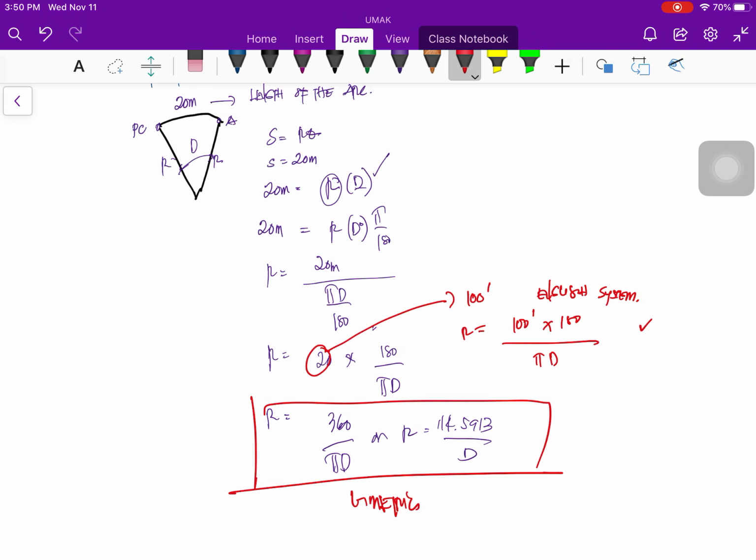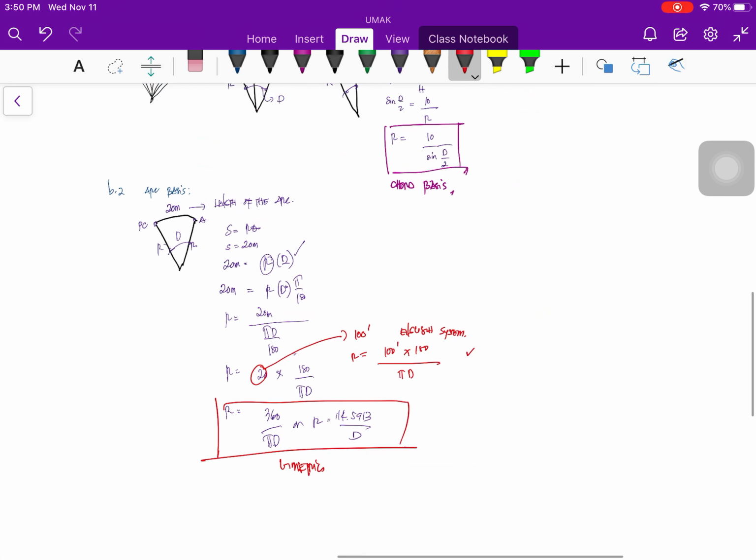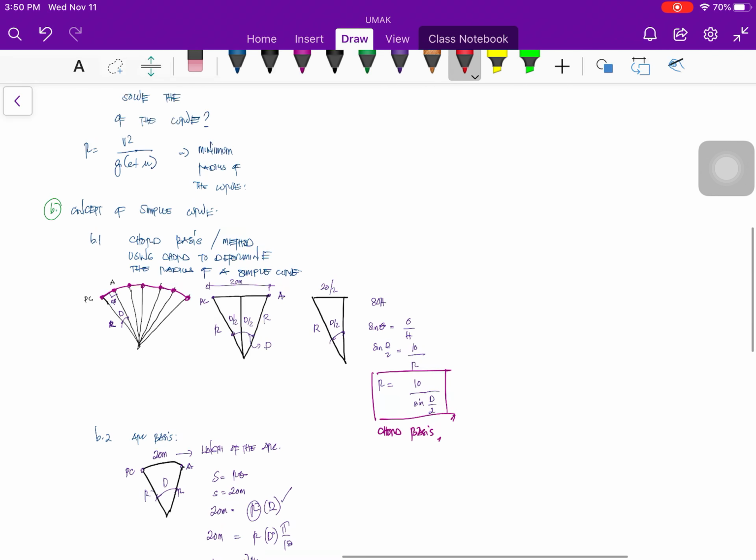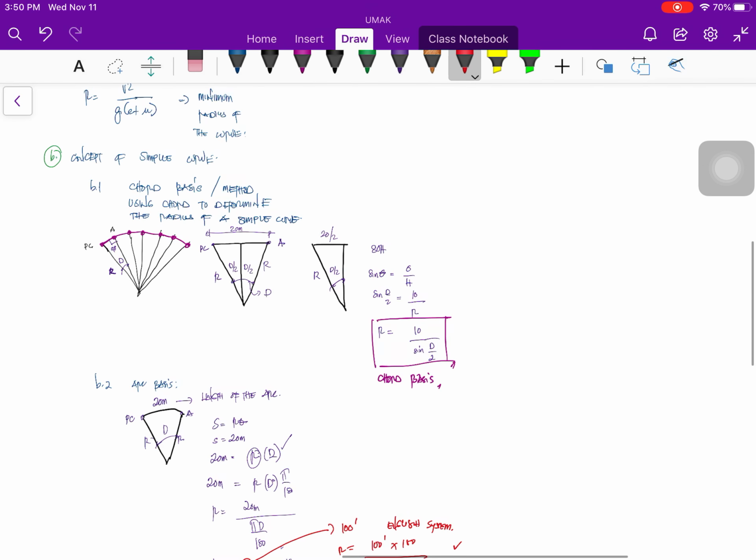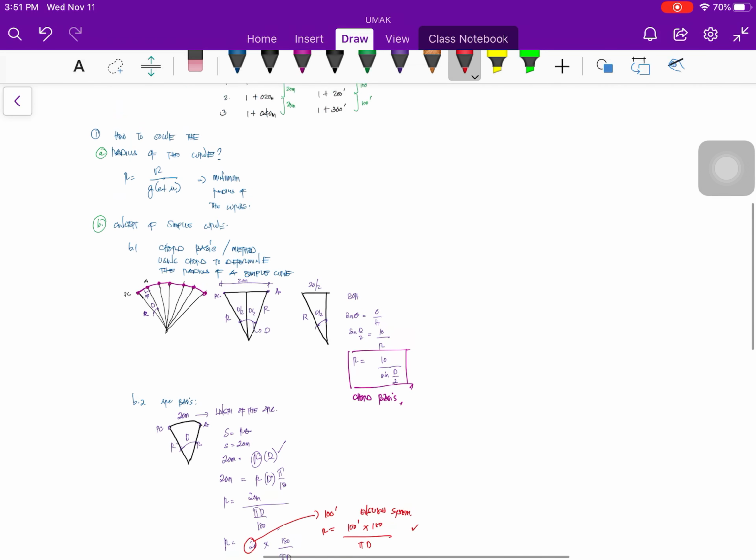So I hope you learned something from me today when it comes to solving the radius of the curve using arc basis and chord basis. So on the next topic, we will discuss the elements of a simple curve. Maybe this video is too long, so check for the next video, part 2 of the simple curve.